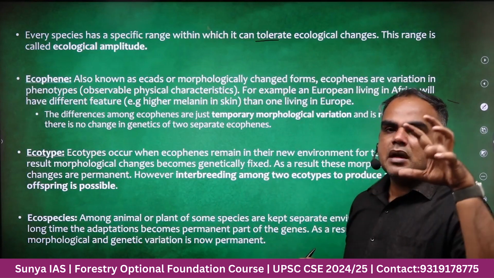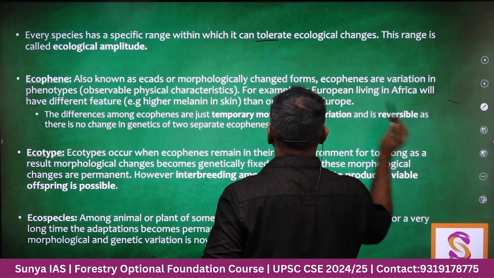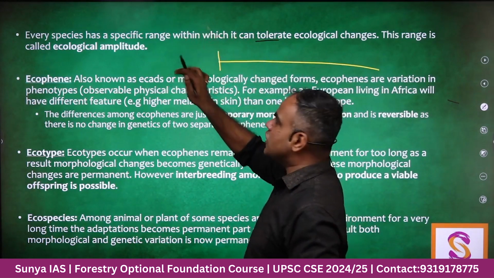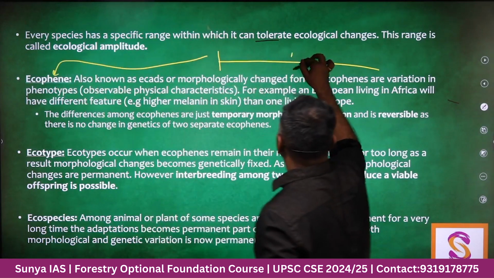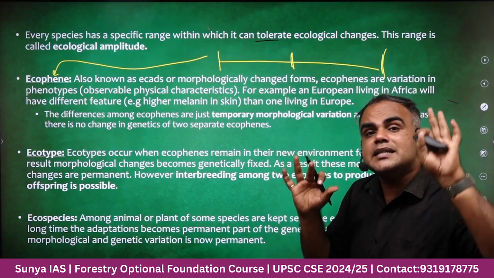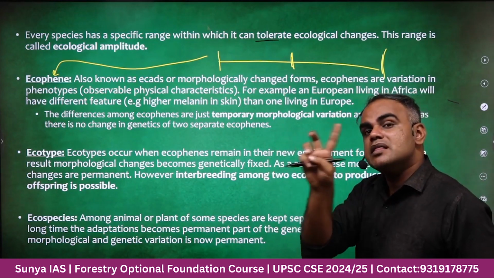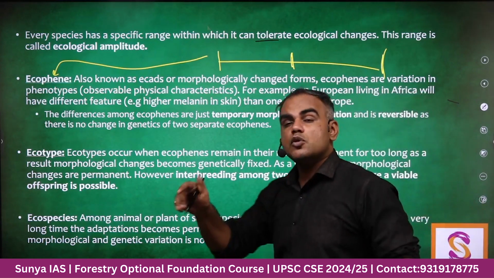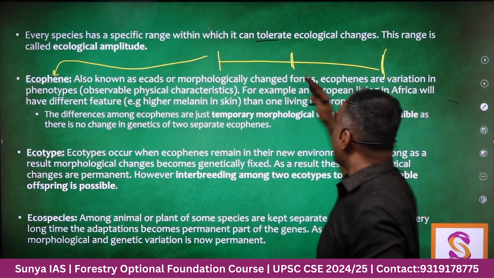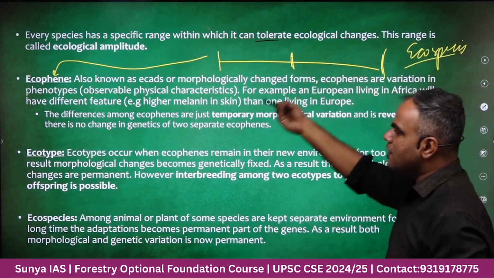But basically, if you are subjecting a species to a temperature change, I'm just drawing a spectrum here. If there are very temporary or very minute changes, it becomes ecophene. If there are extreme changes, which means everything changes permanently, genetic level changes, which are not temporary, they are permanent and irreversible, that means you have an ecospecies. So on one side of the spectrum you have ecophene, and on the opposite side you have ecospecies, and in the middle you have ecotype.